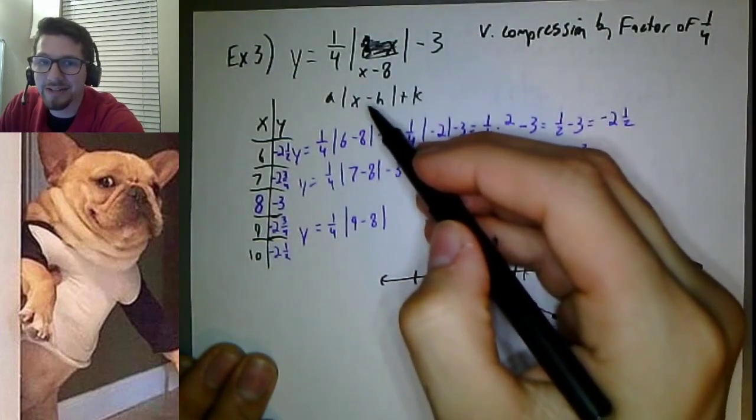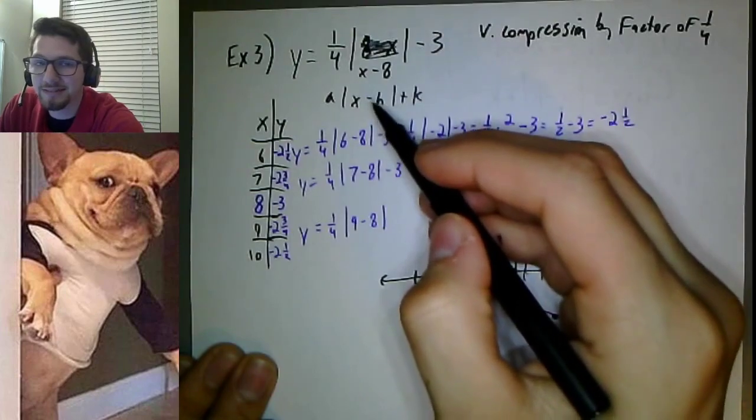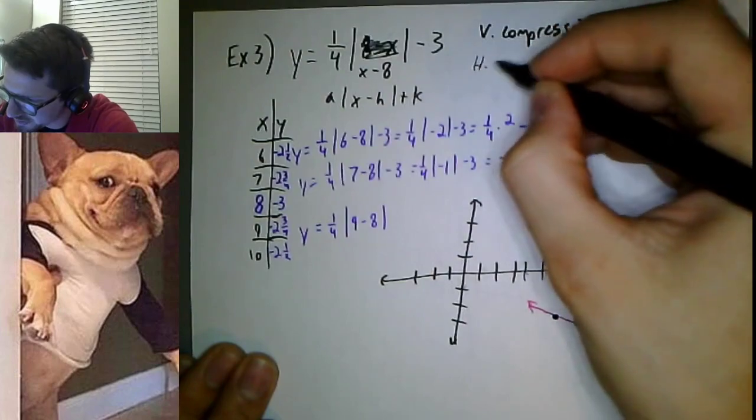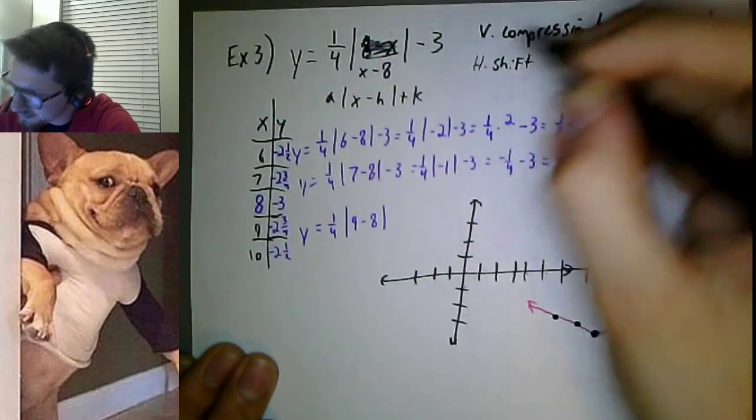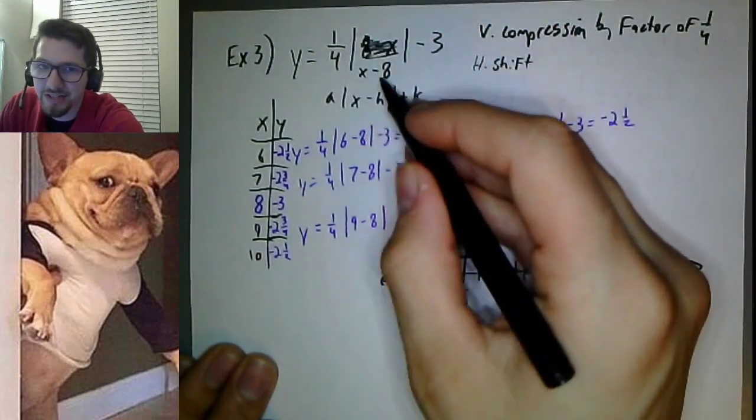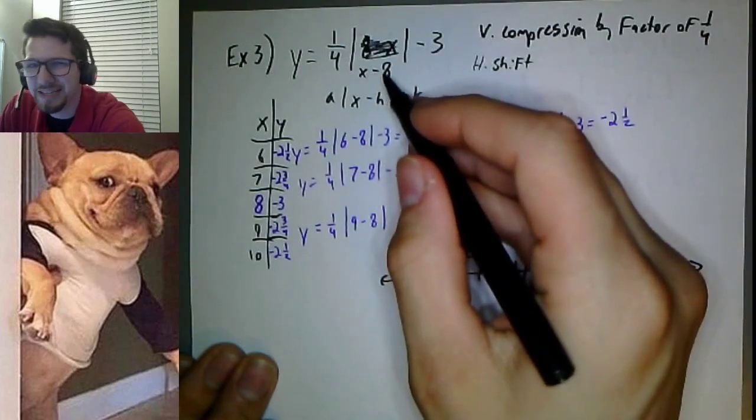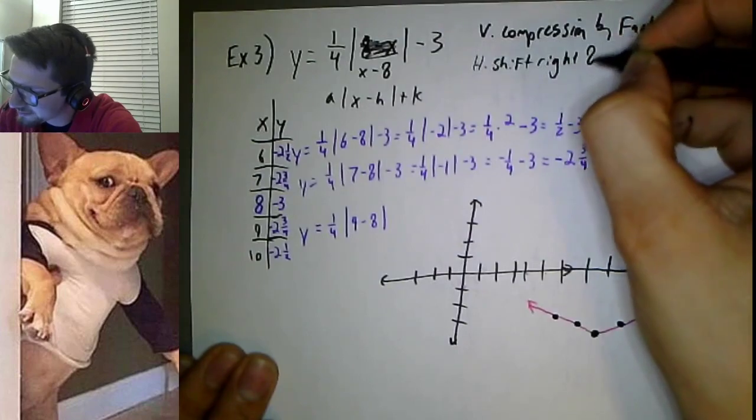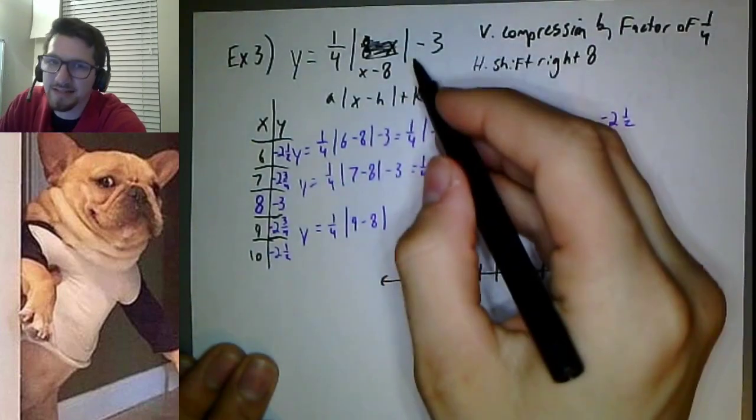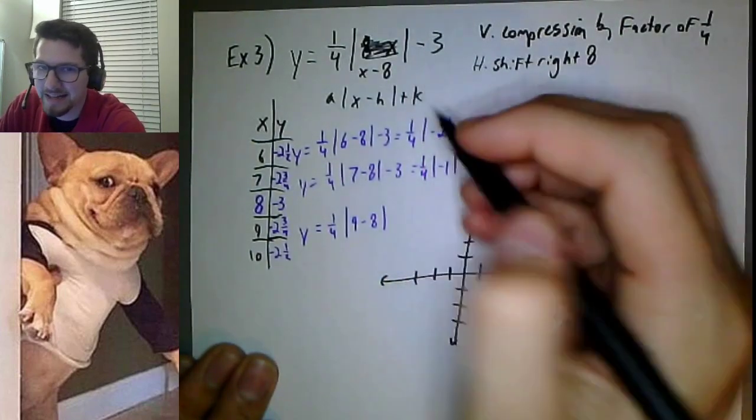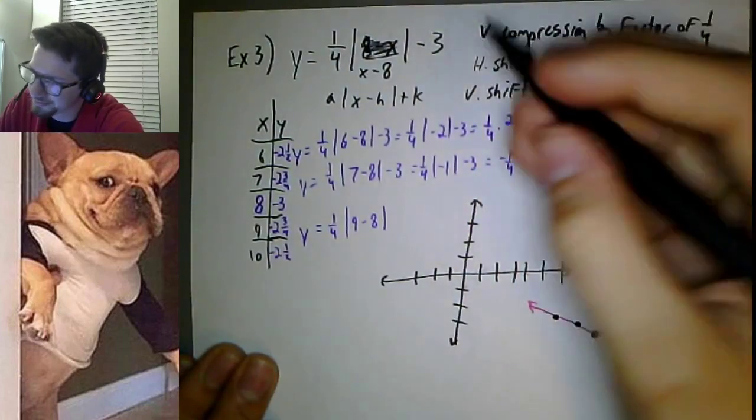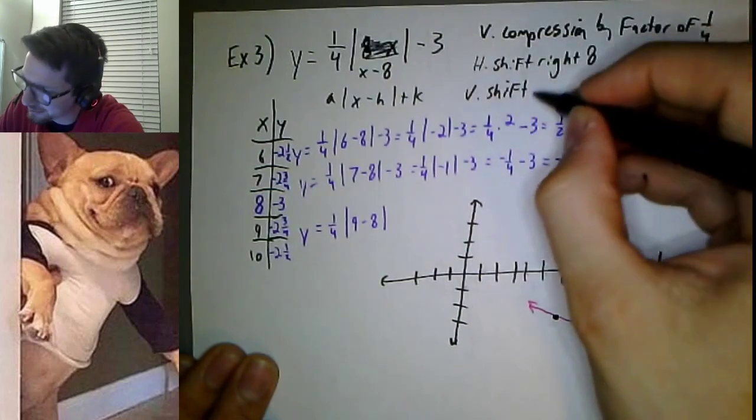Here we have a shift, and what kind of shift? H for horizontal. We have a horizontal shift. Which direction? We do the opposite of h, so it's -8 would be left 8, but we do the opposite. So it would be right 8, because right is positive. This is -3 out here. This is k. K is vertical shift. We've done that since the linear problems. And it's -3, so it's down 3.